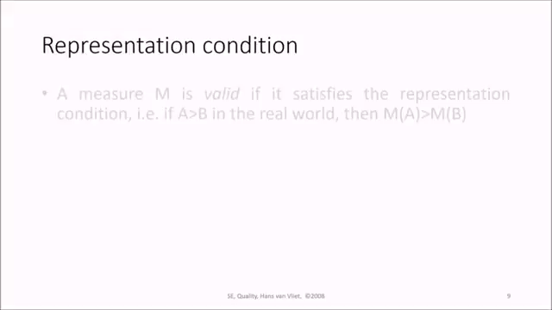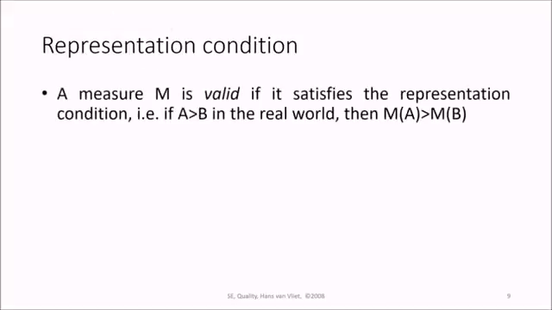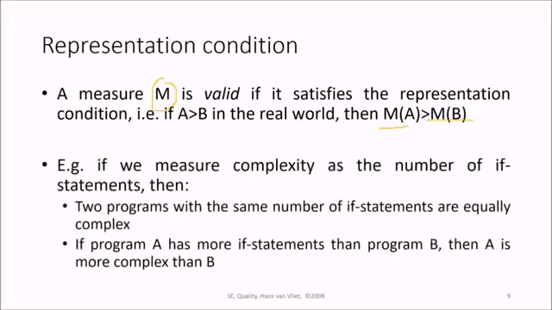What about the representation condition? A measure M is valid if it satisfies the representation condition. For example, if A is greater than B in the real world, then we say that the measure of A is greater than the measure of B. For example, if we measure complexity as the number of if-else statements, then two programs with the same number of if-else statements are equally complex. If program A has more if-else statements than program B, then we say A is more complex than B because it has more if-else statements.